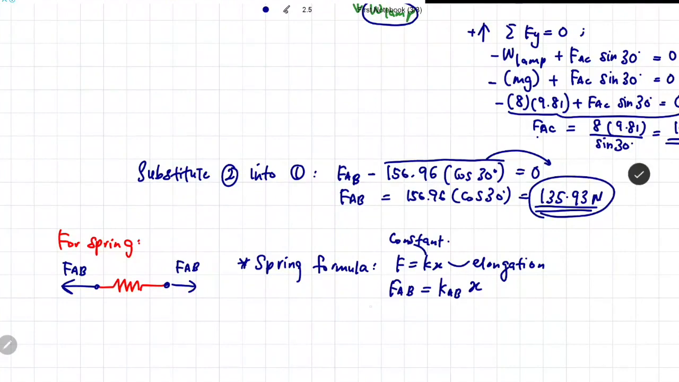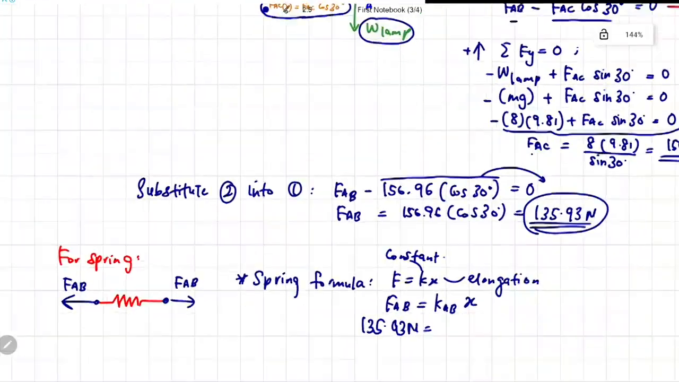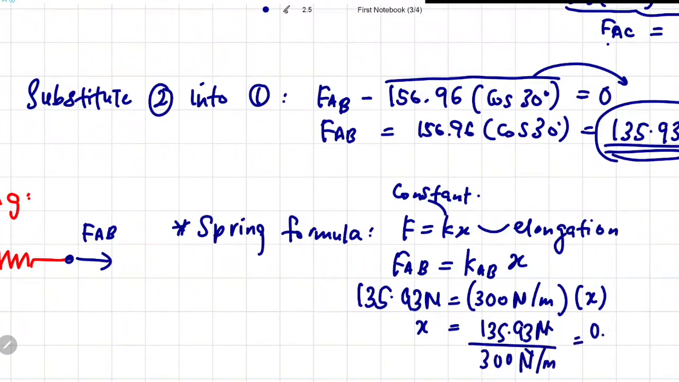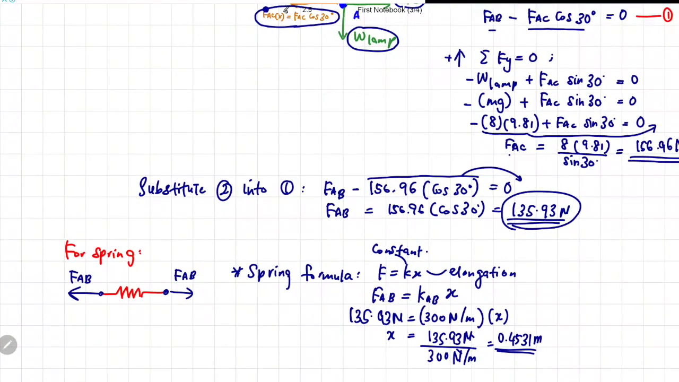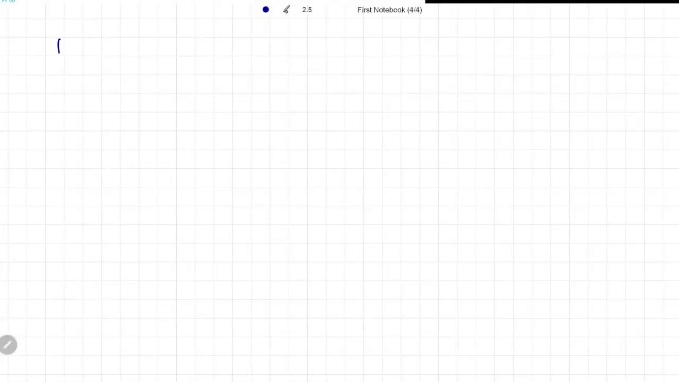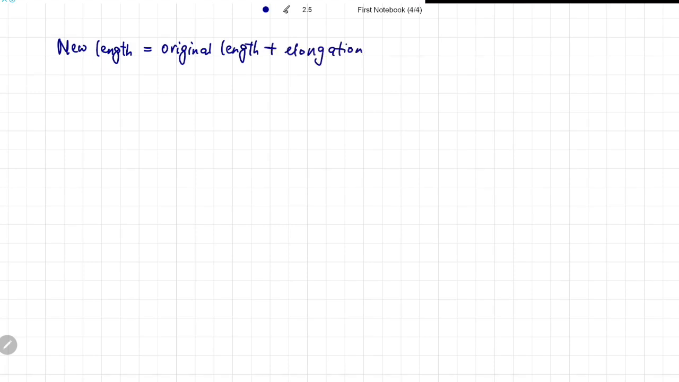FAB we already calculated earlier, which is 135.93 Newton, and the constant of the spring is already given in the question, which is 300 Newton per meter. Then we can calculate the elongation of the spring when it is subjected to load. We arrange the equation and our x would be 0.4531 meter. The unit is in meter because it's an elongation quantity. So if we look at the logic behind the elongation formula, basically the total new length of the spring is equivalent to the original length plus the elongation, or the x that we got earlier.